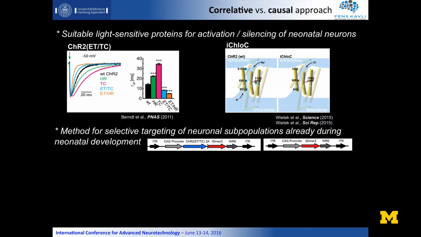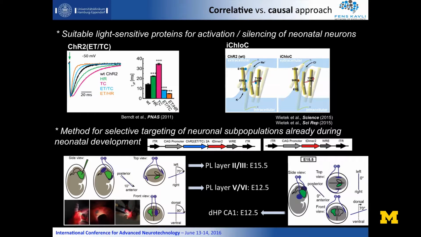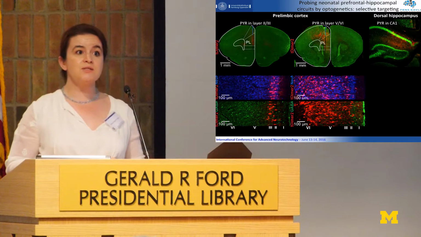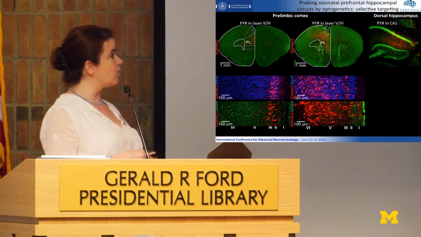So we built these vectors, including the channelrhodopsin ATTC, and then applied specific protocols at specific embryonic stages for targeting, layer by layer, the prelimbic cortex, layer 2-3 or layer 5-6. Or we could also target the CA1 area using, as I said, a different protocol, the position of the paddle being slightly different, as you can see on these diagrams. And the results were quite surprising. I never thought that they would be so well targeted.